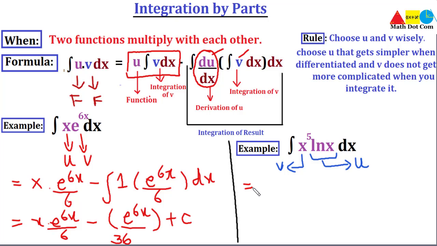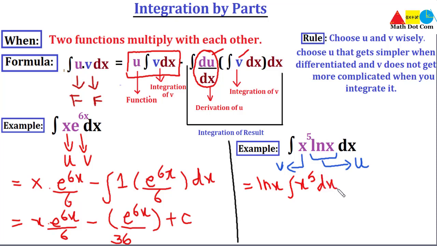Let's see. First of all we have to write u as it is. U is natural log of x, I have written as it is. Then we have to find the integration of x raised to power 5. I'll write it in terms of the formula for your ease. In the previous example I did it directly, so I'll write it here for your ease.